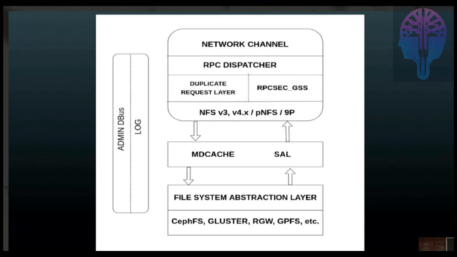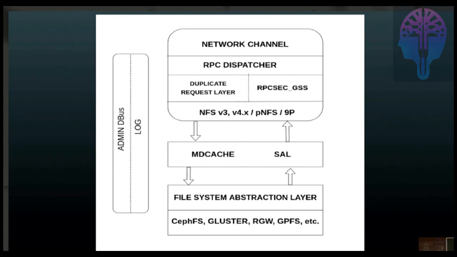Then from there, the request passes to the protocol layer depending upon which protocol you're using, version 3, 4, whichever it is. And from the protocol layer, it passes to the, so I was half asleep when I made this diagram. Just imagine the SAL layer to be on top of the MD cache layer. The request from the protocol layer passes to the SAL layer, and the SAL layer converts the request to an operation. For example, a write request to a write operation, a read request to a read operation.